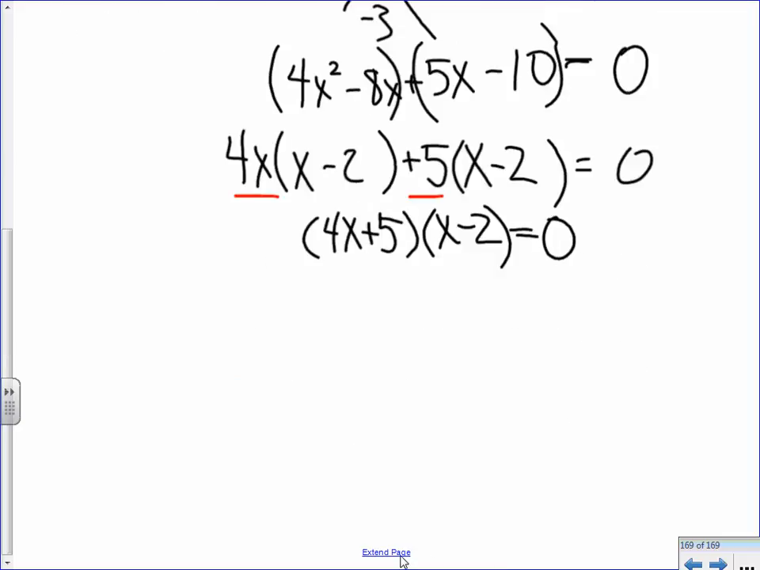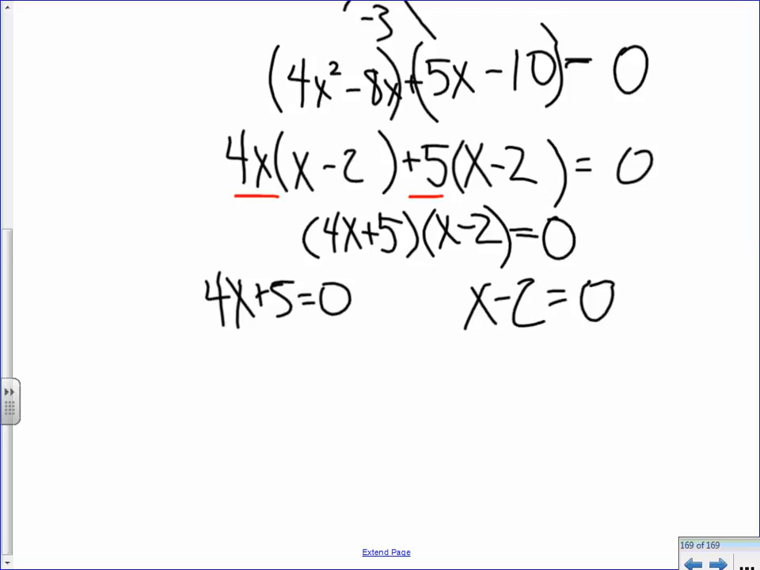Okay, so I've got one set of parentheses here, 4x plus 5, multiplied by another set, x minus 2, equals 0. This is the zero factor property. When you have two things multiplied together, or three things, or 10 things multiplied together to equal 0, you know that one of those things that is multiplied has to be 0. So I can take each one and figure out, well, how could 4x plus 5 equal 0? What would x have to be? Or how could x minus 2 equal 0? What would x have to be?